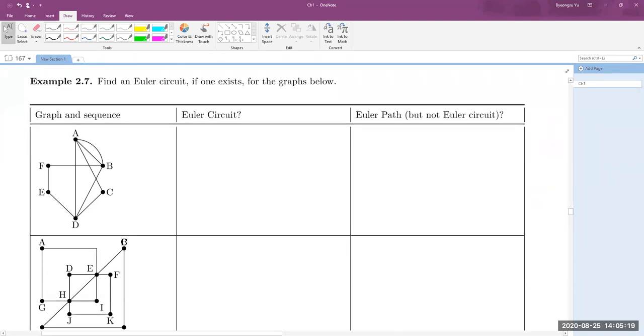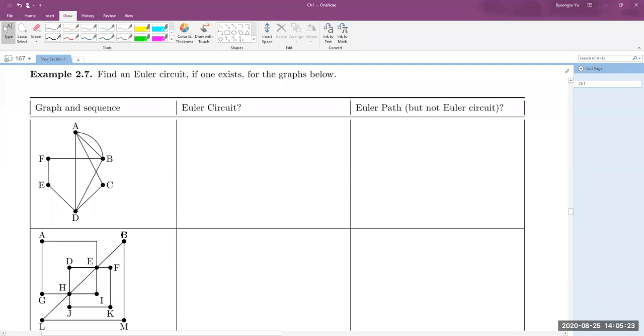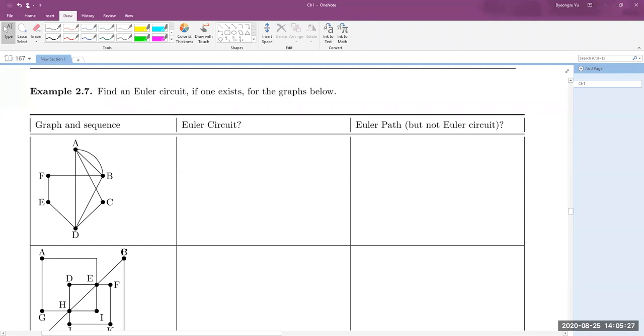Okay, so again, we can deal with some a little bit more difficult ones. Let's see the first graph. What is the degree of A? Four, thank you. What is the degree of B? Four, right. And the degree of C? Two. And the degree of D? Four, right. And the degrees of E and F are also two. So in this case there are no vertices with odd degrees, so according to the Euler theorem, yes, you can find an Euler path or Euler circuit.